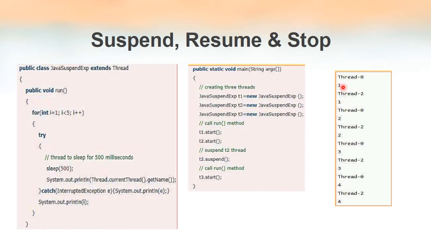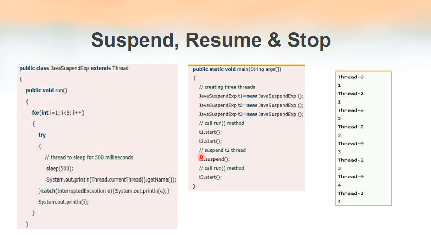Since it's a for loop, it's starting from 1, so it will be printing 1. Okay. So meanwhile, thread 2 also is started. We are starting thread 2. Then it will run, and it is sleeping, right? At that moment it will come back here.